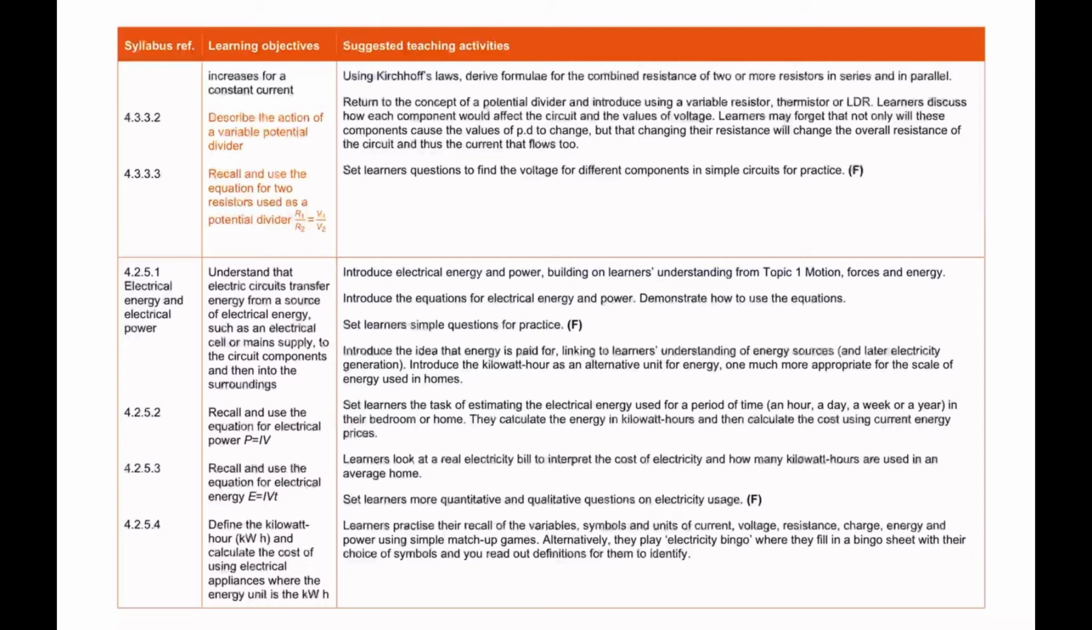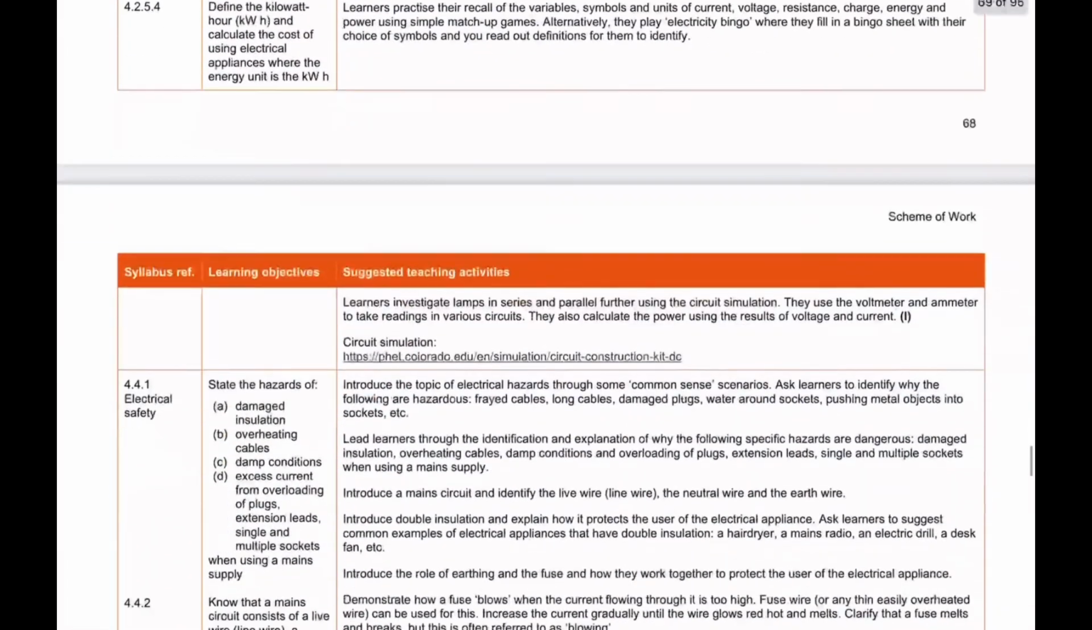Key concept 4.2.5.1 Electrical energy and electrical power. Learning objectives. Understand that electrical circuits transfer energy from a source of electrical energy, such as an electrical cell or mains supply, to the circuit's components and then to the surroundings. Recall and use the equation for electrical power: P is equal to IV. Recall and use the equation for electrical energy: E is equal to IV into T. Define the kilowatt hour, kWh, and calculate the cost of using electrical appliances where the energy unit is kWh.